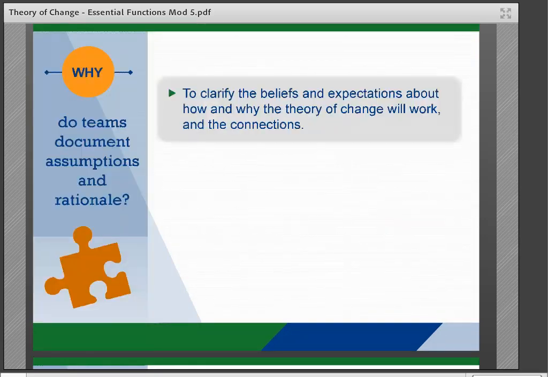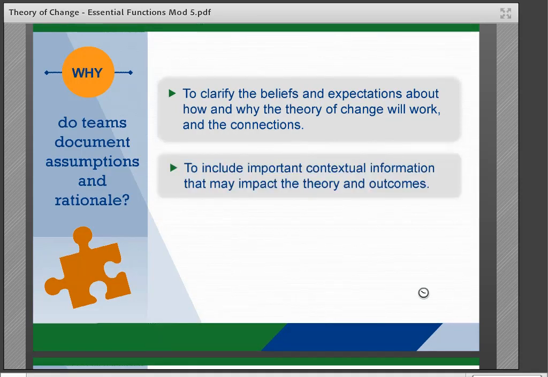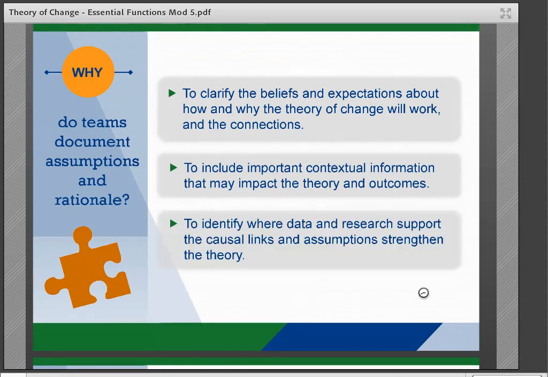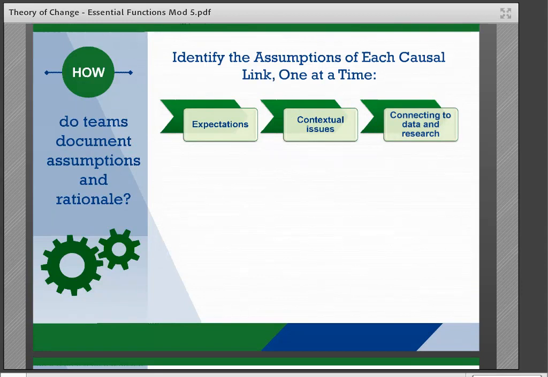Teams document assumptions and rationale to provide a clear illustration about how and why the theory of change will work, and the connections between each step in the pathway of change. Documenting assumptions and rationale helps teams convey all of the contextual considerations they have identified, and to show where data and research supports their theory. Teams document their assumptions of why the theory will work at each causal link by considering their expectations, contextual issues, and data and research.